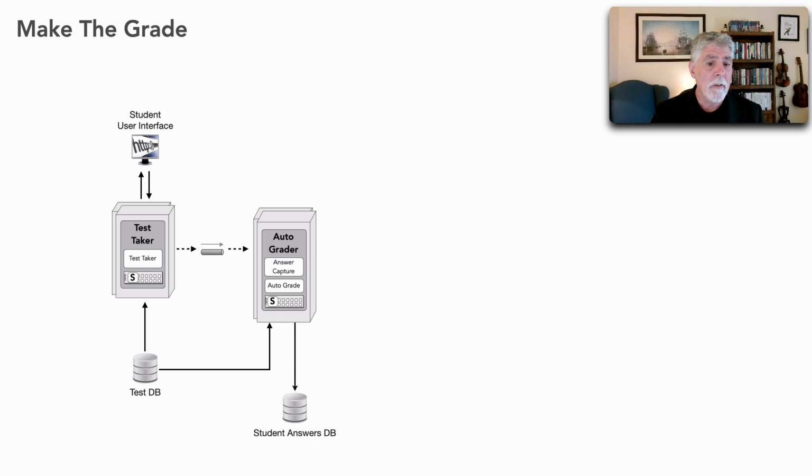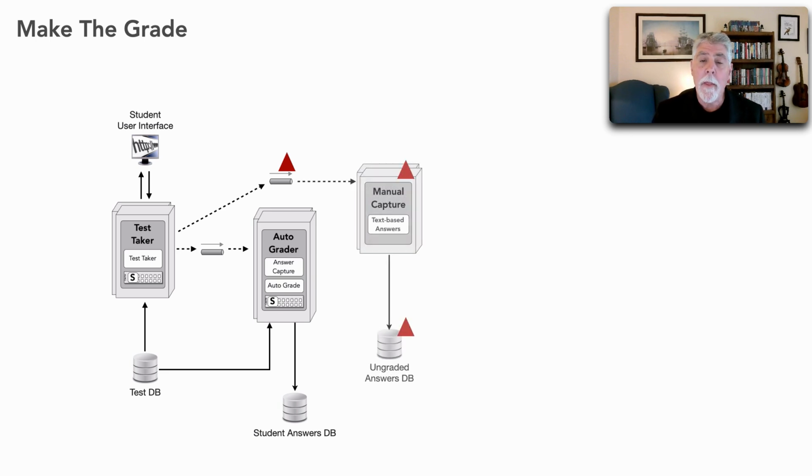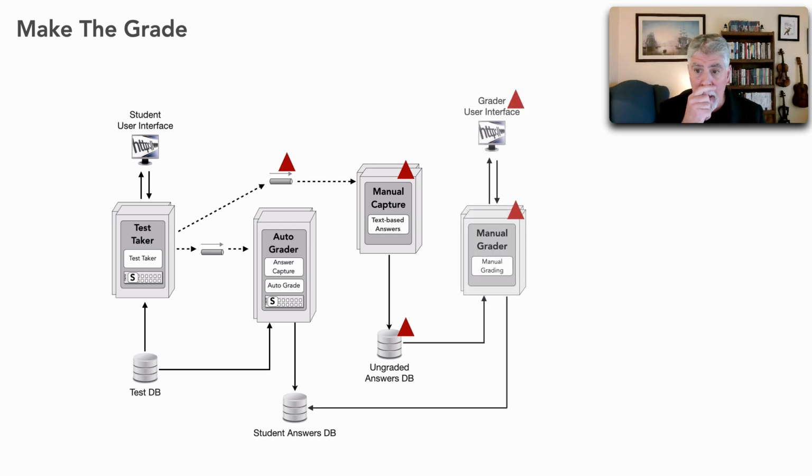And what we need to do is add another queue to be able to forward those text-based questions, the short answer, over to a queue. And then a new service to capture those text-based or short answer questions, or in this case the answers, and store them temporarily in an ungraded answer database. Then we have a manual grader.